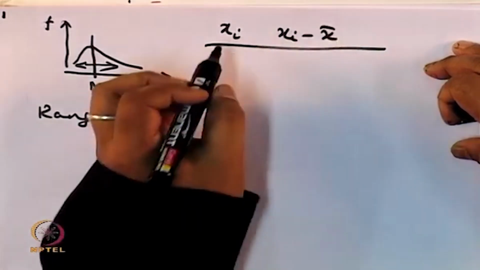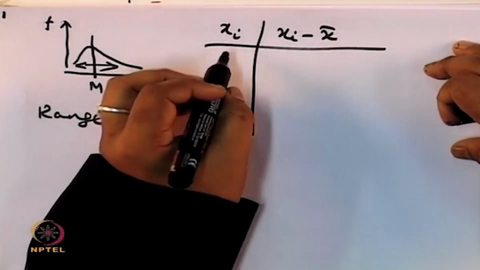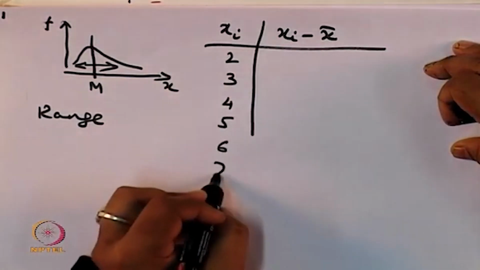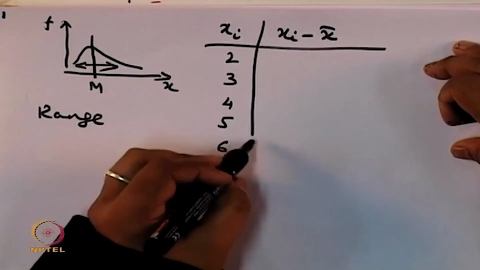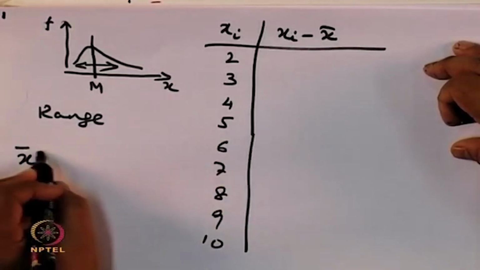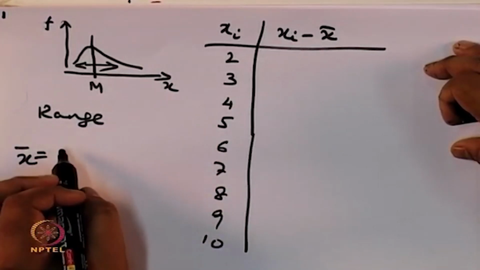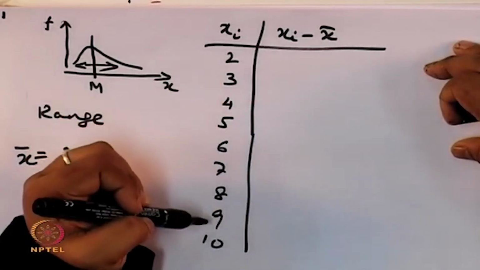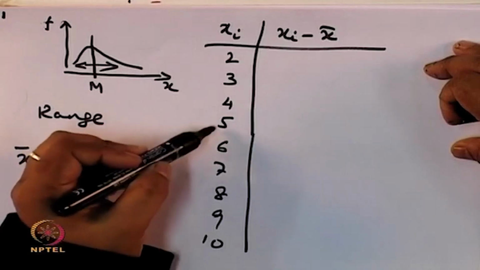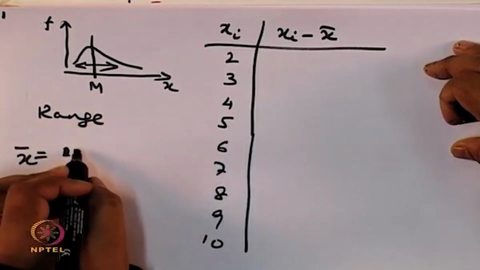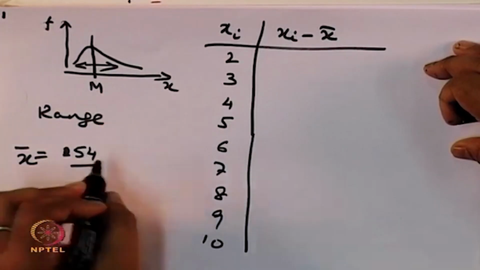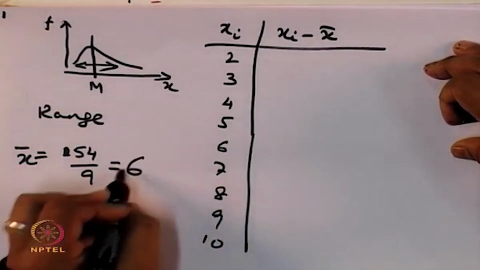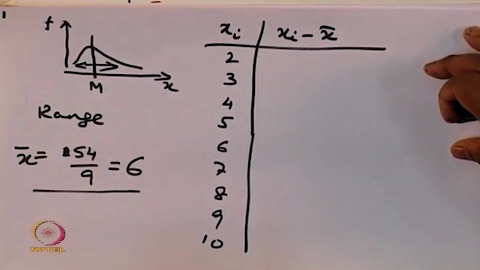So, xi is 2, 3, 4, 5, 6, 7, 8, 9, 10. My x bar I can calculate as the sum, 54, divided by 9, which is equal to 6. So, my x bar is 6.